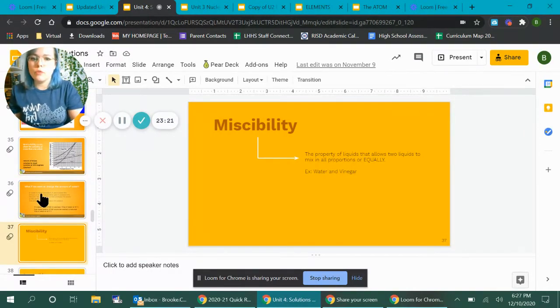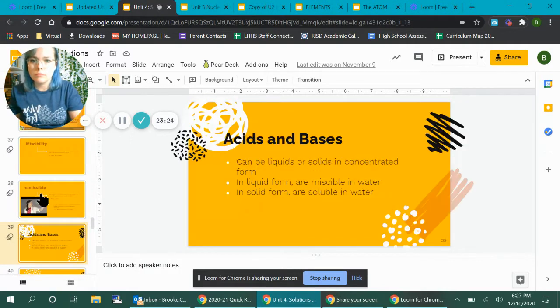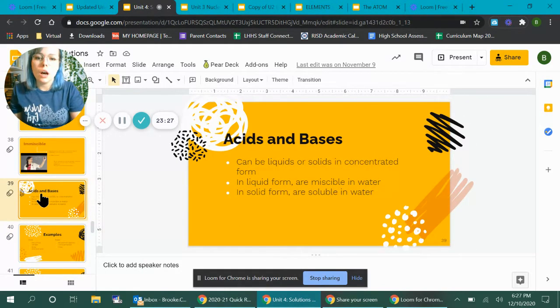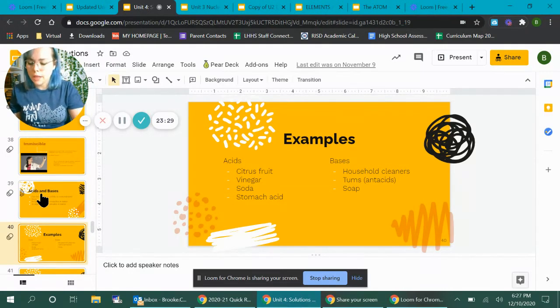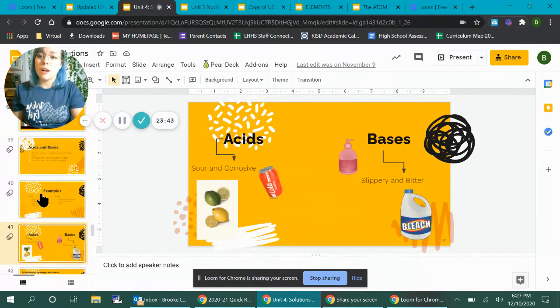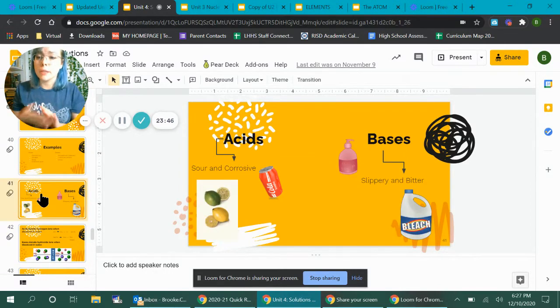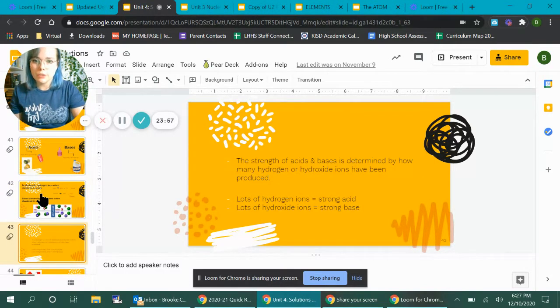Miscibility is liquids being able to mix together. I don't think we really need to go into that too much. Acids and bases. Okay, acids donate hydrogen ions. Examples of acids are going to be like citrus, vinegar, and soda, and they're going to be sour and corrosive. Bases donate hydroxide ions. They're going to be slippery and bitter. Examples of that are going to be household cleaners like bleach, soap, things like that. They can cancel each other out. We don't really have to worry too much about titration and things like that for this class.